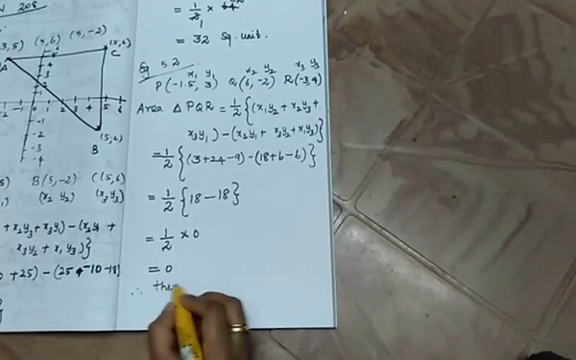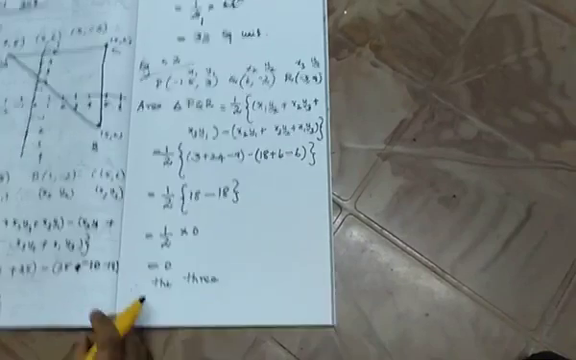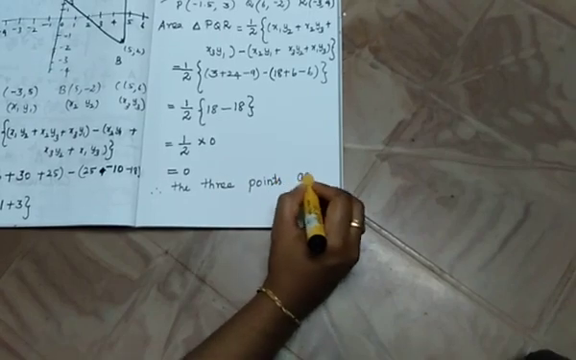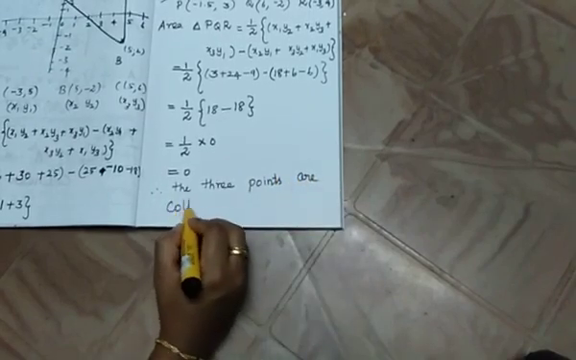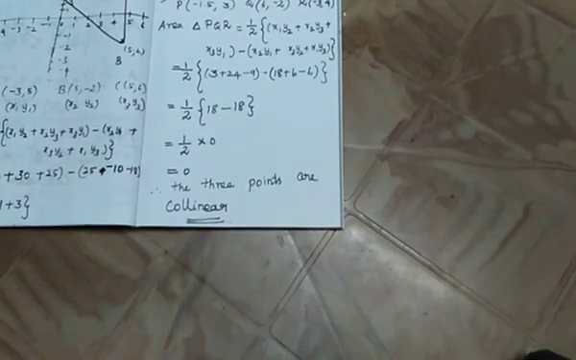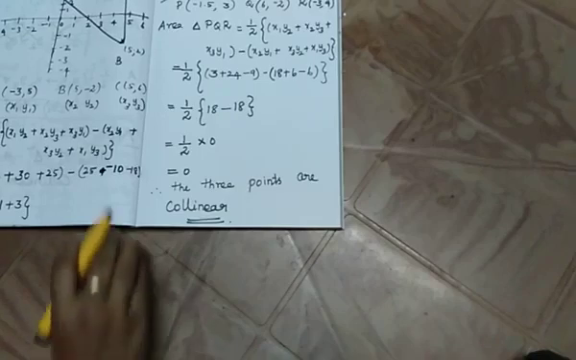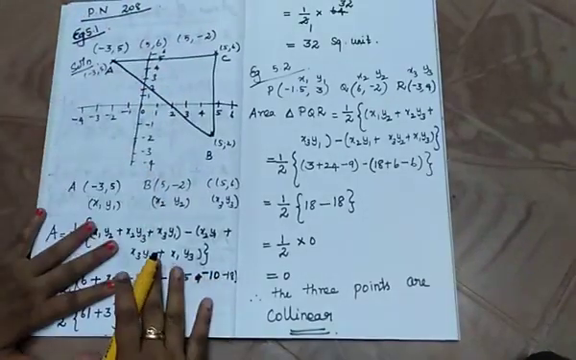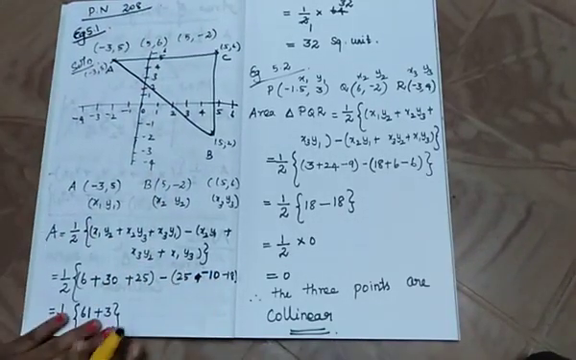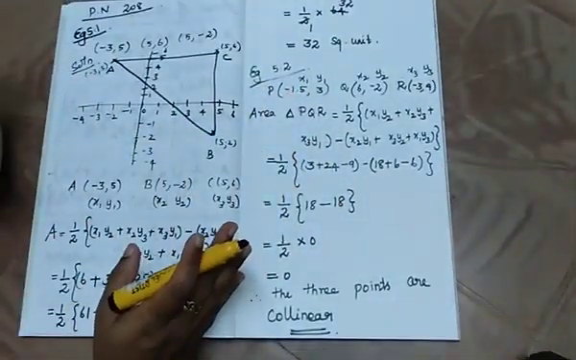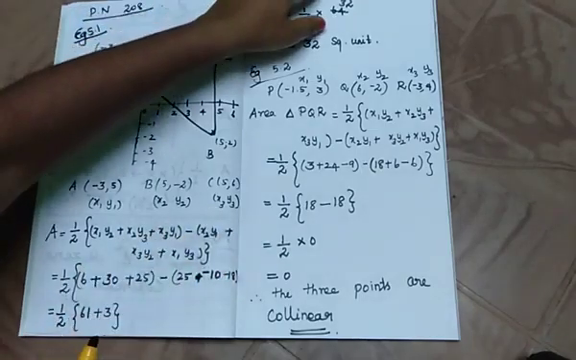Therefore, the 3 points are collinear. Okay. So if they didn't mention the points particularly, draw the graph and find out the points. Then do the problem. If it is already particularly mentioned, no need to draw the graph. Okay. Now let's move on.